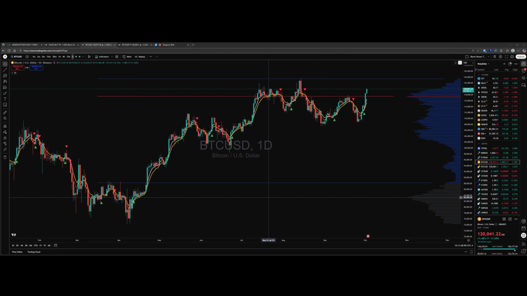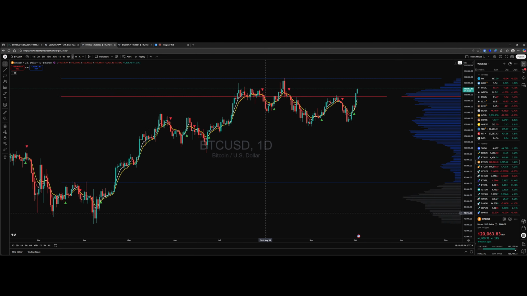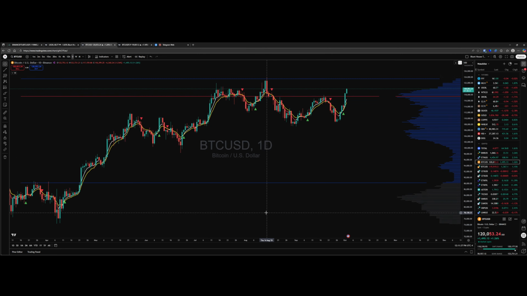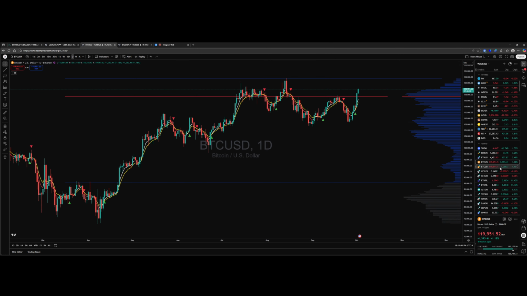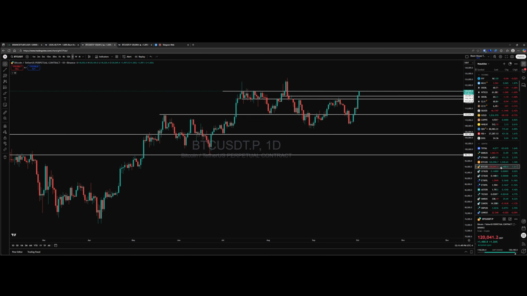So let's get to the markets. What we're looking at now is just our daily Bitcoin chart, and we're going to cover Bitcoin and all the usual suspects. This is the spot daily chart that we haven't really marked up at all. This Bitcoin chart is our chart that we've drawn our levels on.